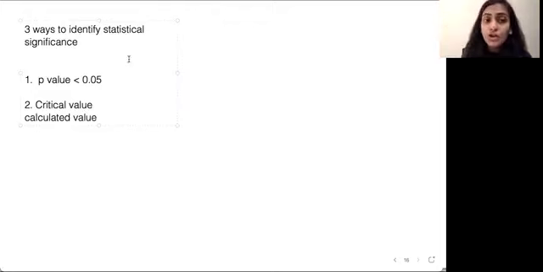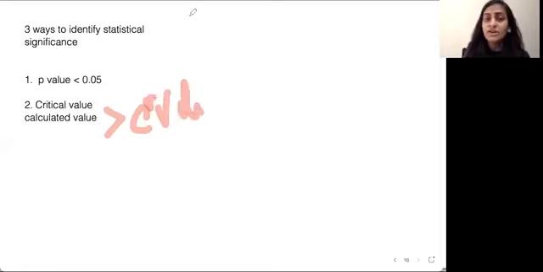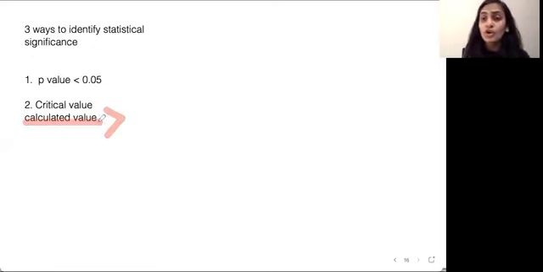For your data to be statistically significant, which one should be higher, calculated or critical? Calculated value should be higher than the critical value. Your calculated value should be higher than your critical value in order to say that the data is statistically significant.